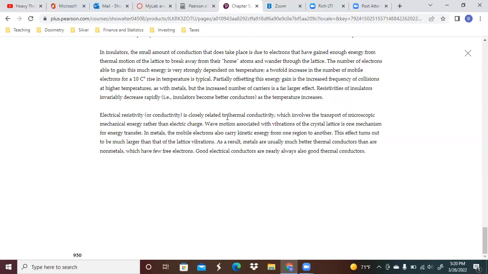Electrical resistivity or conductivity is closely related to thermal conductivity, which involves the transport of microscopic mechanical energy rather than electric charge. Wave motion associated with vibrations of the crystal lattice is one mechanism for energy transfer. In metals, mobile electrons also carry kinetic energy from one region to another. This effect turns out to be much larger than that of the lattice vibrations, and as a result, metals are usually much better thermal conductors than are nonmetals, which have fewer free electrons. Good electrical conductors are nearly always also good thermal conductors.